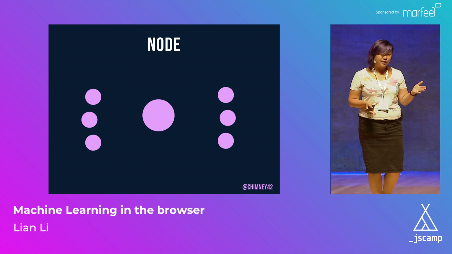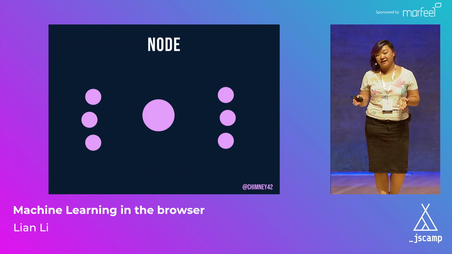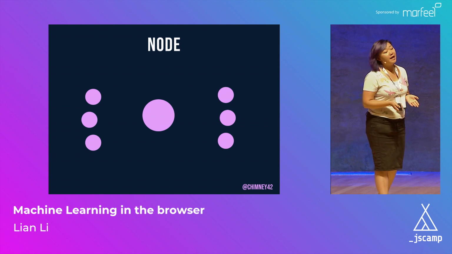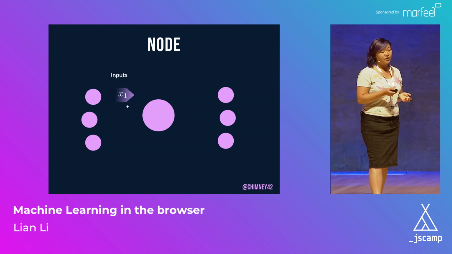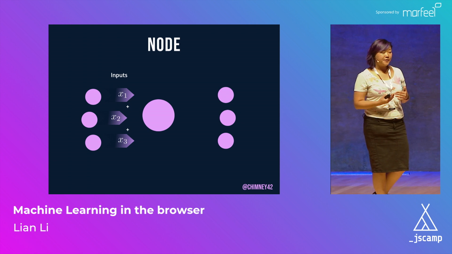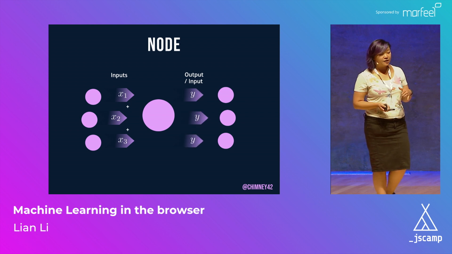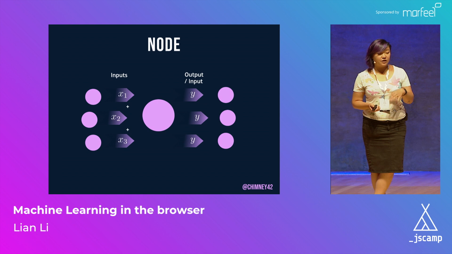So in this example, we have 3 nodes, then whatever amount of nodes in the middle, and then 3 nodes in the next layer. So what happens is these nodes give us our inputs. Those are 3 different values, x1, x2, and x3. And then we sum them up to get a new value, which we then pass on to the next nodes.